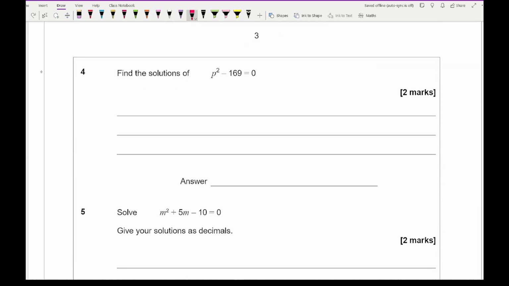Moving on to question 4, it says find the solutions of p² - 169 = 0. So again, quadratic, make it equal to 0. And from this, what we should be able to spot is that this is a difference of two squares. Well, we've got two square numbers being subtracted. So therefore, to get p², I multiply p by p, and to get 169, I get 13.